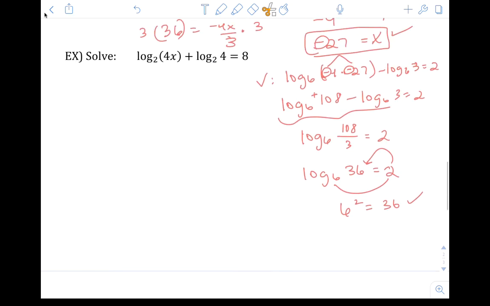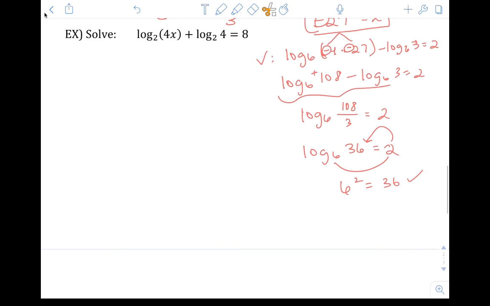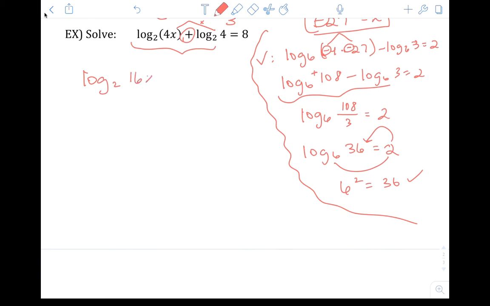Okay, last one, looks like. Yeah, sweet. All right, last one. Let's condense. Log base 2, you see a plus sign. That means you're going to multiply. So we have 16x, and that equals 8. That's not a grade 8. Okay, fine. Log base 2 of 16x equals 8. So 2 to the 8th equals 16x, excuse me. 2 to the 8th equals 16x.